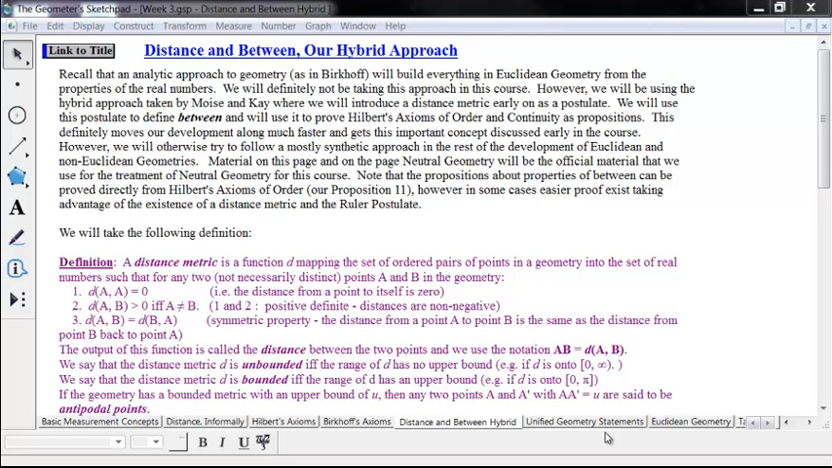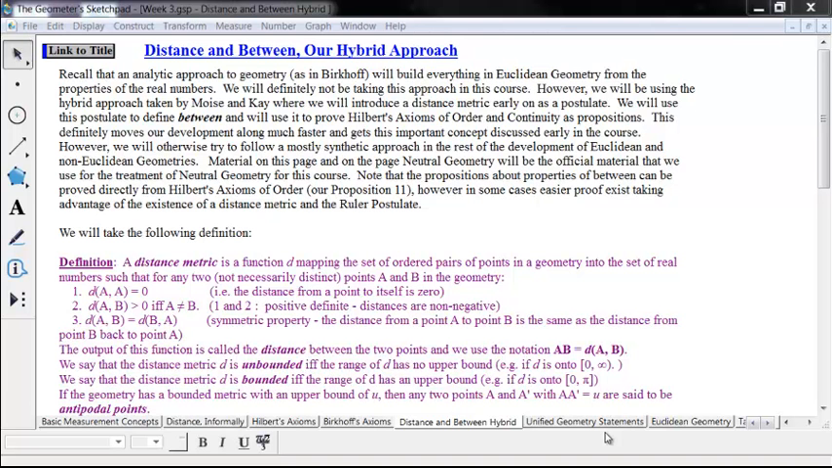Okay, and so the postulates that we're going to use will be a metric very similar to that of Birkhoff, and it will be used to define between, and we'll use this metric to help us prove Hilbert's axioms of order and continuity as propositions. So they won't be postulates or axioms, they'll actually be propositions the way we're going to do the geometry. This is going to definitely move our development along much faster. It's going to get at this important concept earlier.